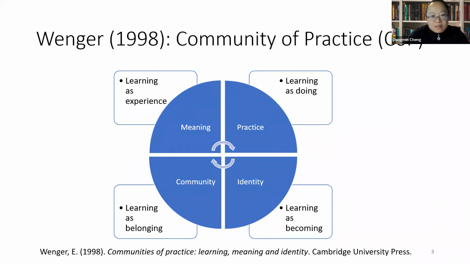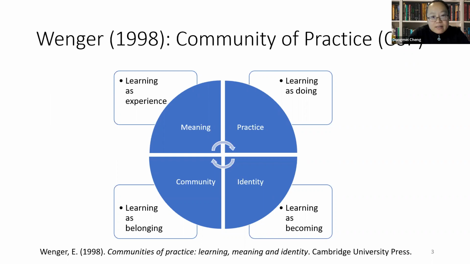There are 4 components of this theory, and they are meaning, practice, community, and identity. First of all, meaning is one major component of community of practice. Meaning is formed both individually and collectively through experiences. And practice is mutually engaged activity that is done by all participants in a community. And practice here is referring to learning by doing.